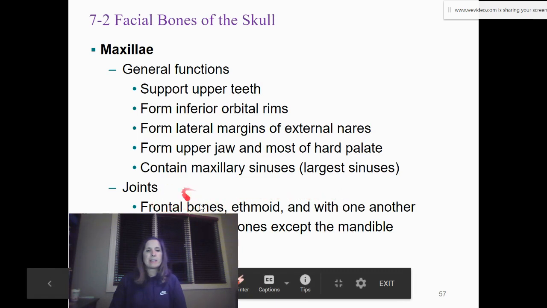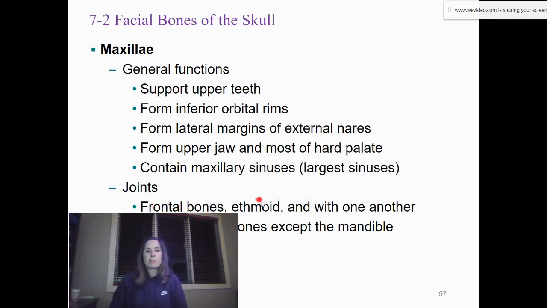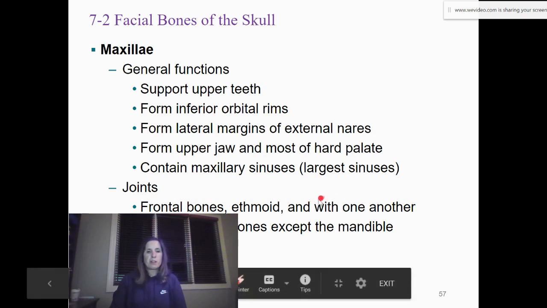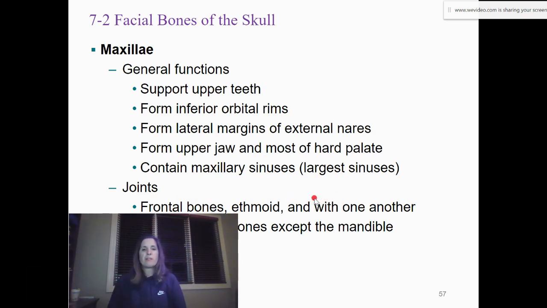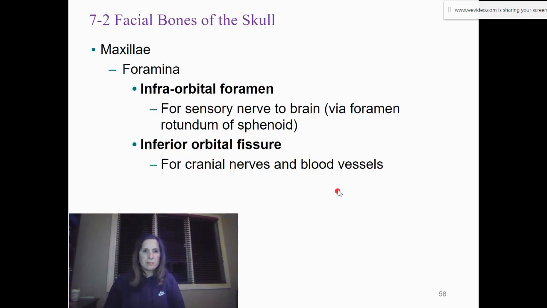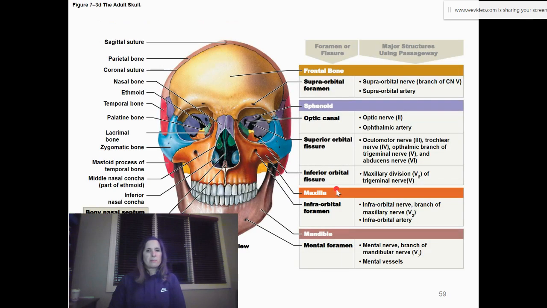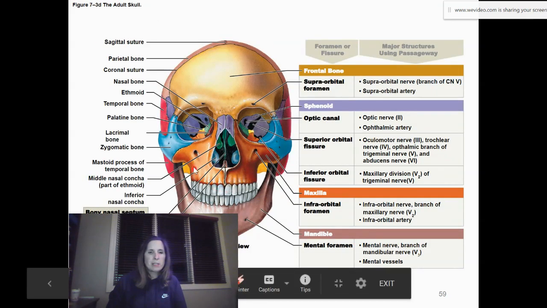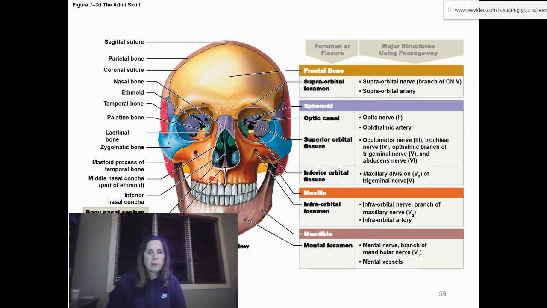And it joins with the frontal bones, the ethmoid, and with one another, and all of the facial bones except for your mandible, which is your jawbone. There are fissures within the maxilla that we're not going to cover. So here you can see this is the orange bone here. That's the maxilla. And I am going to point out some of these other bones while I'm right here.